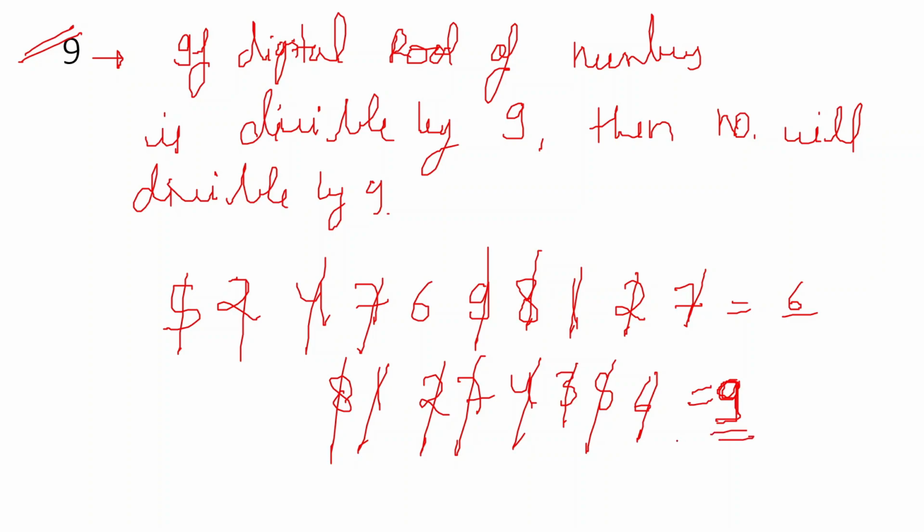So the digital root of this number will be 9, and 9 is divisible by 9. So that's why this number is divisible by 9. Basically, the digital root of the number is 9. You can directly say here, if the digital root of a number is 9, then the number will be divisible by 9. Otherwise, the number will not be divisible by 9. Simple. If the digital root of a number is 9, then the number will be divisible by 9. Otherwise, the number will not be divisible by 9.